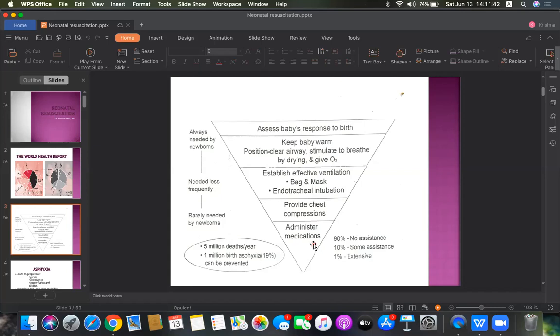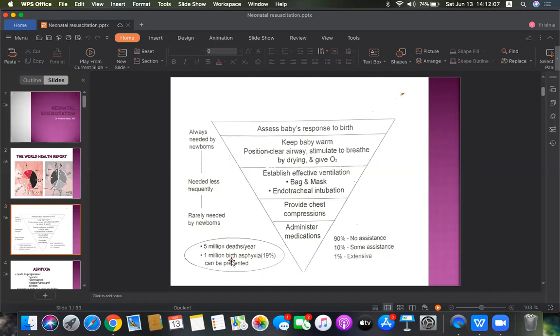Then sometimes even lidocaine, sometimes even sodium bicarbonate, sometimes even calcium gluconate, sometimes even naloxone. So all these according to the situation. Now 90% of births don't need any assistance, 10% need some assistance, and 1% need extensive assistance or resuscitation at the time of birth.